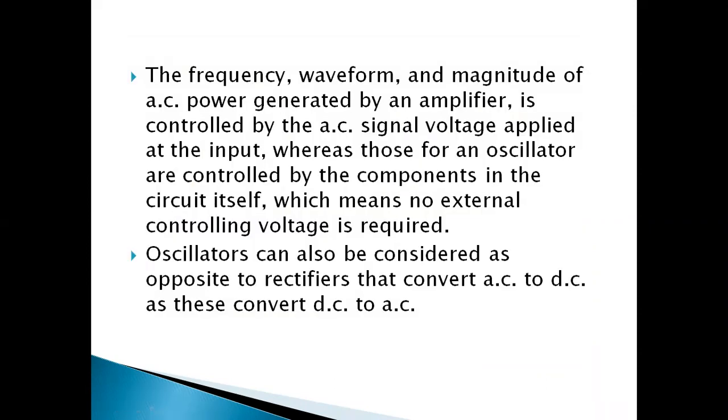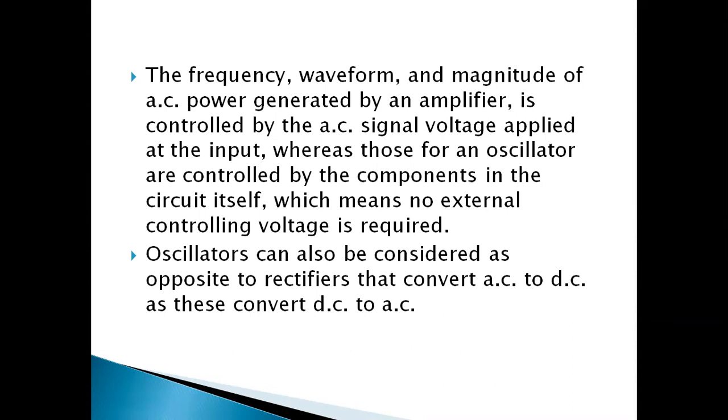So next one, the frequency, waveform, and the magnitude of AC power generated by an amplifier is controlled by the signal voltage applied at the input. For an oscillator, those parameters are controlled by the components in the circuit itself, which means no external controlling voltage is required.